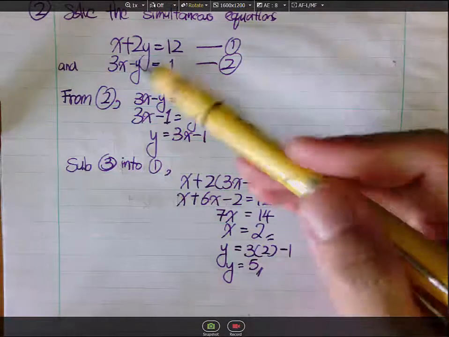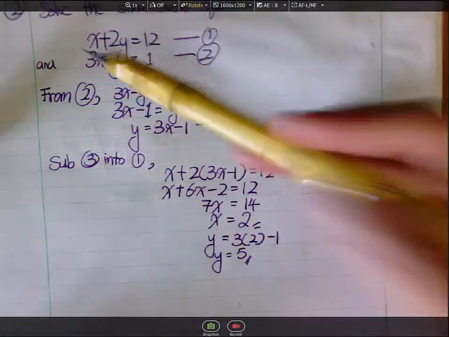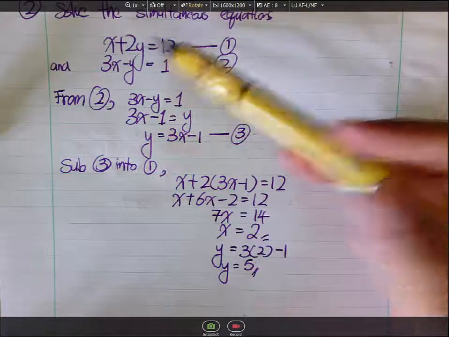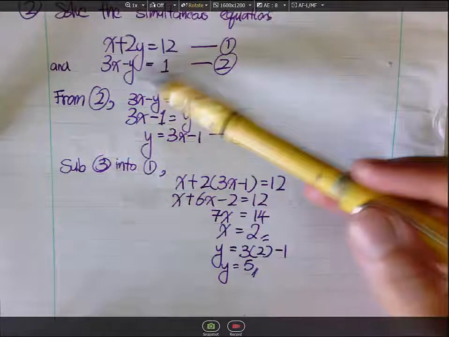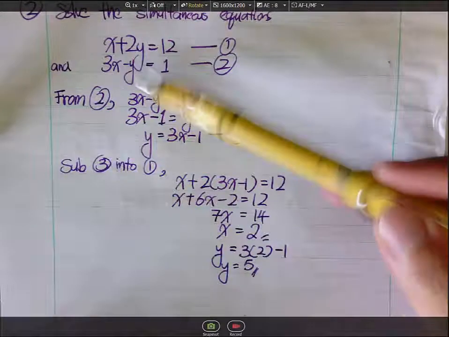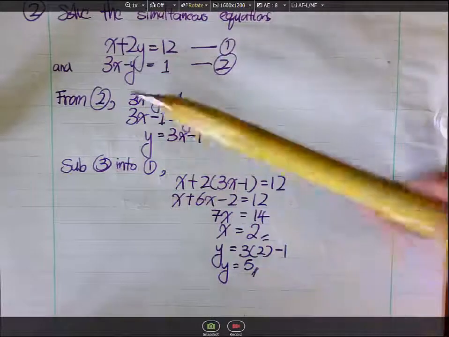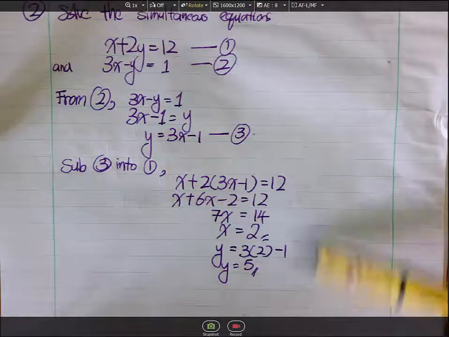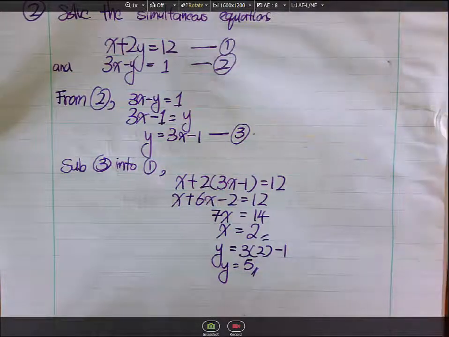If you try to plug it in here, you'll notice that when x is 2, y is 5: 2 plus 2 times 5, 10, is 12. 3x minus y, 3 times 2 is 6, minus y, which is 5. 6 minus 5 is 1. So this pair of values will satisfy both of these equations.